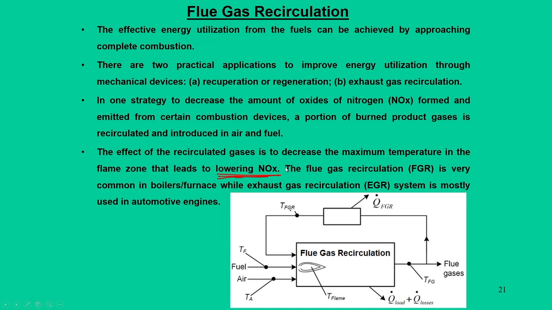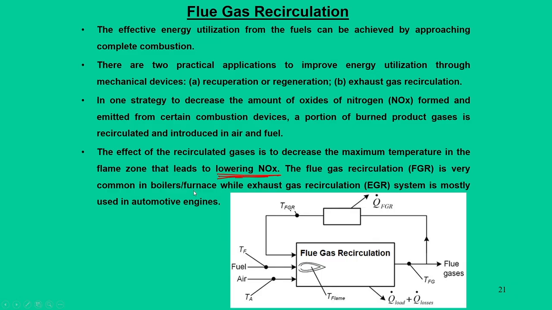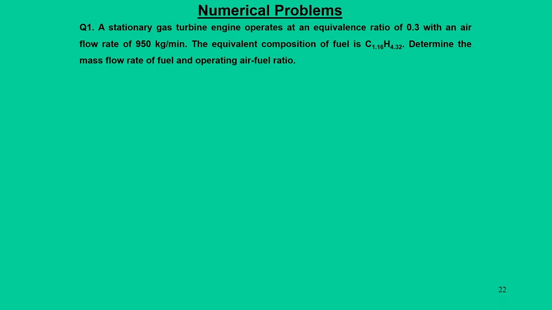So, there are two concepts associated with it. One is flue gas recirculation, which is a very common technique people use for boilers or furnaces. Now, when you are doing research in IC engines, people take some part of the exhaust gas and recirculate it, mixing it with the fresh air. Such a concept we call exhaust gas recirculation, and that is very common in automotive engines.